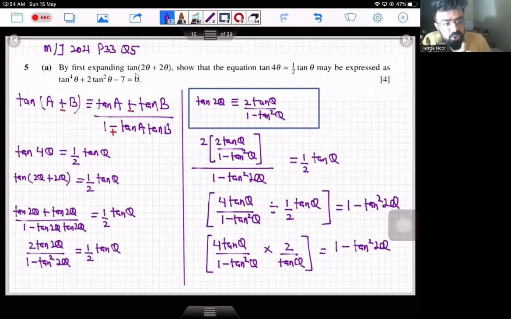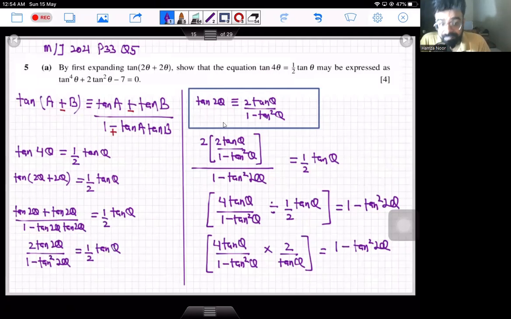In place of 4θ, we write 2θ + 2θ, and we use the expansion formula. So the expansion for tan(2θ + 2θ) would be (tan 2θ + tan 2θ) upon (1 − tan 2θ times tan 2θ). The numerator can be simplified as 2 tan 2θ, and the denominator can be written as 1 − tan²2θ, and this equals 1/2 tan θ.